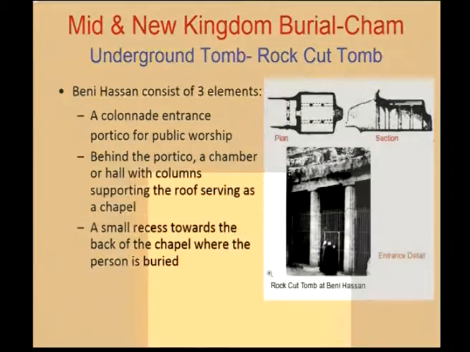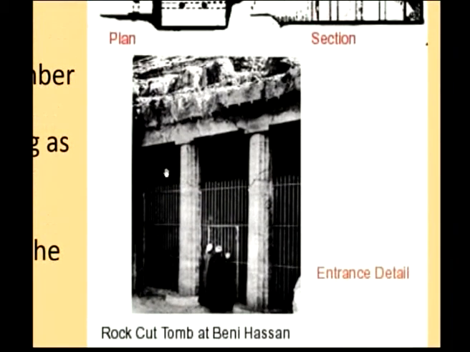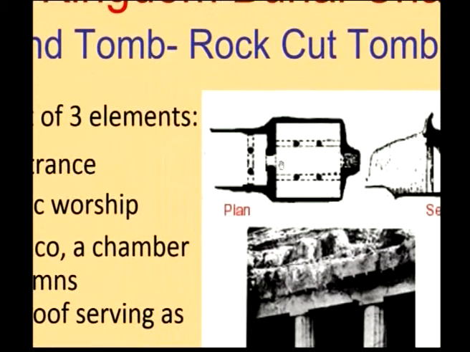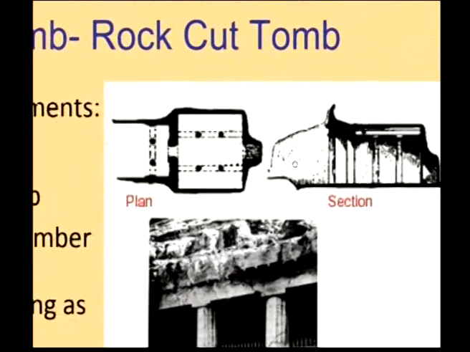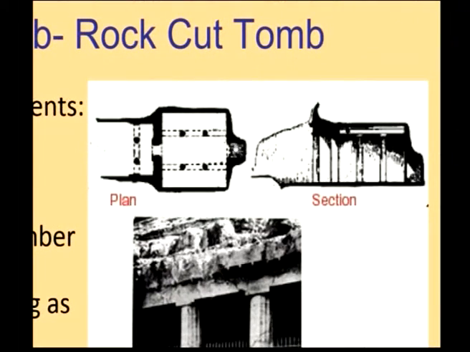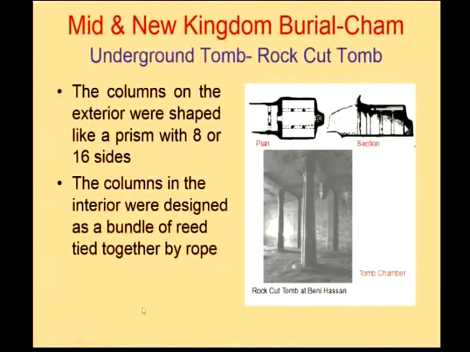As you could see, the rock-cut tomb has a flanking facade which has a colonnade structure in the front, and inside was a small chamber which consists of columns. These columns had multiple facades, 16 facades. Each column has 16 facades. Inside was a small abode in which the dead person is kept. The columns are designed as a bundle of reeds tied together by a thread. These rock-cut tombs were inspired from the reed structure.